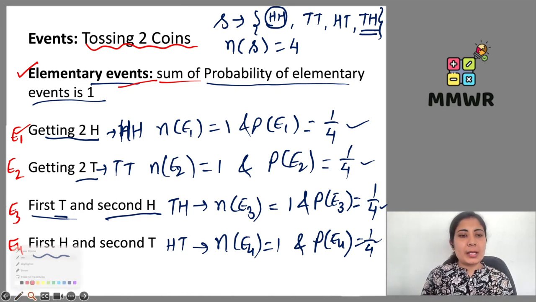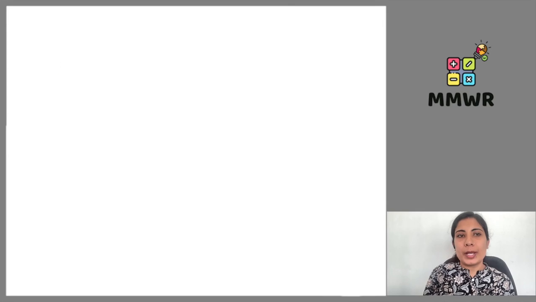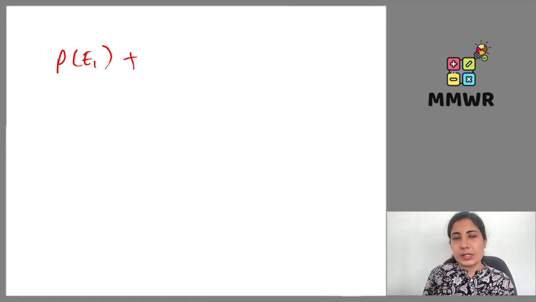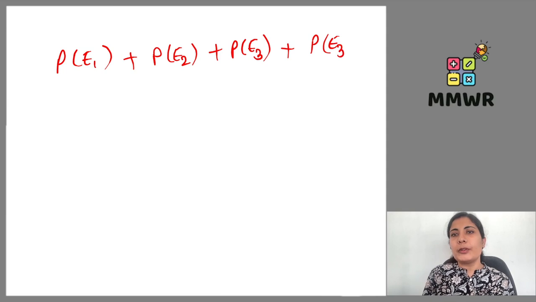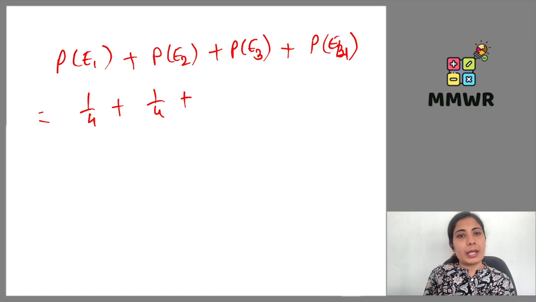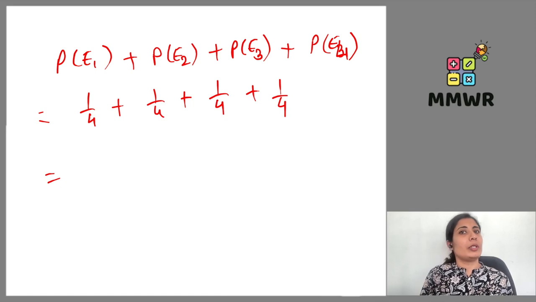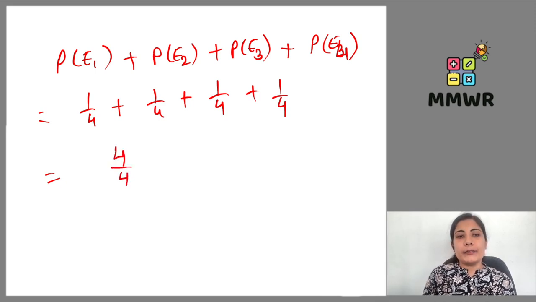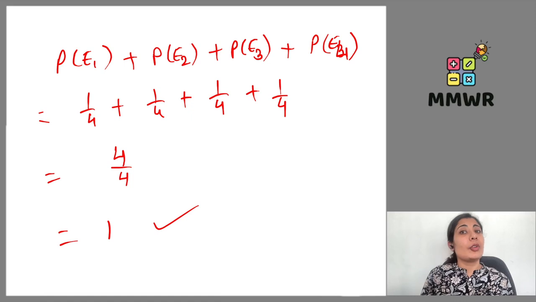So when we find out the sum of probability for all the elementary events, it will be giving us 1 here. So probability for event 1 plus probability for event 2 plus probability for events 3 and 4 will be 1 by 4 plus 1 by 4 plus 1 by 4 everywhere, because the probability is exactly the same. That is why they are elementary events. So 4 by 4 will give us 1. So the sum is going to be 1. Okay. So this is so easy.